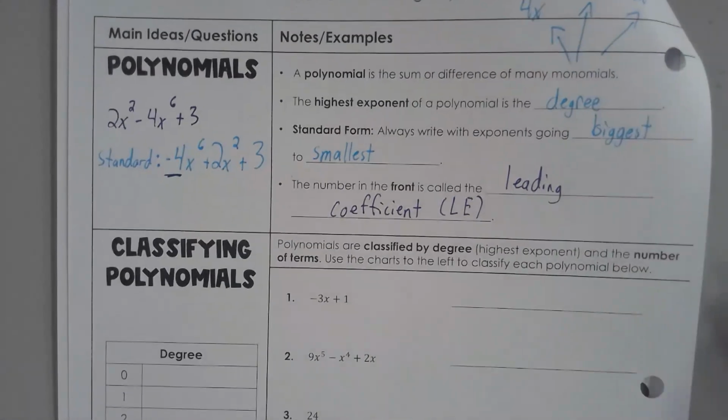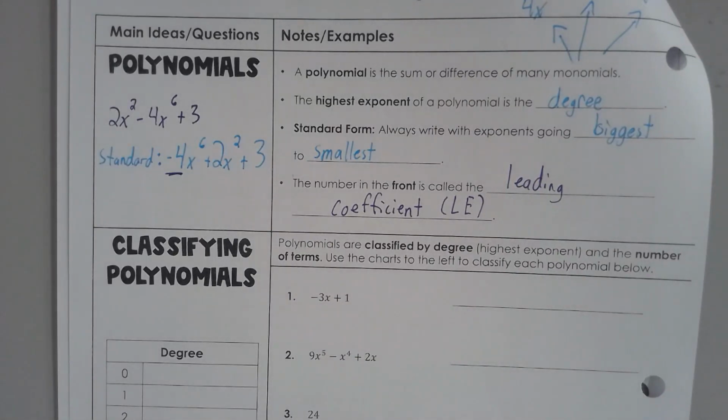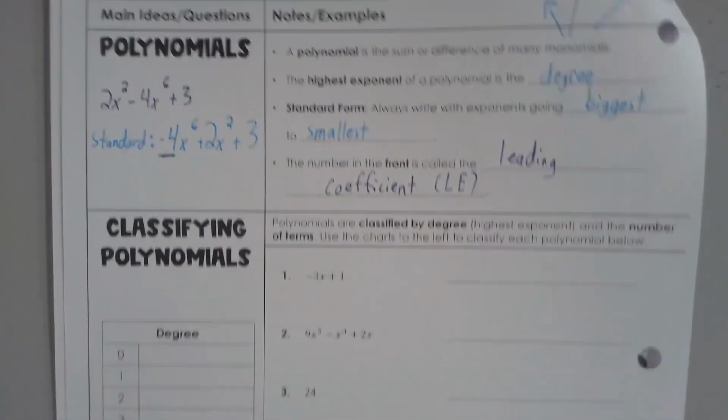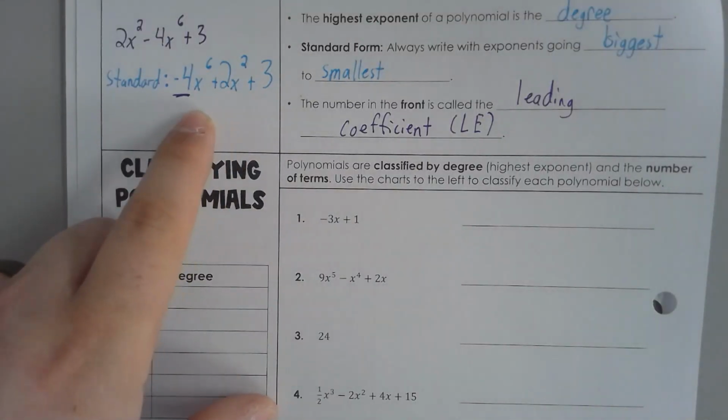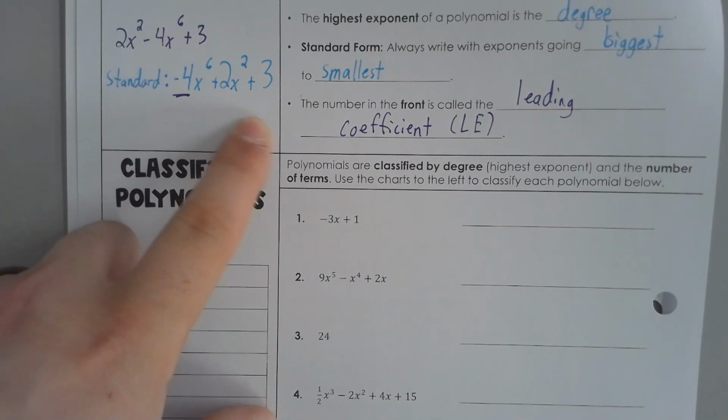So those are the two things that we're going to use to name these polynomials, the degree and the number of terms that it has. Like this one right here, it has 3 terms. 1, 2, 3.